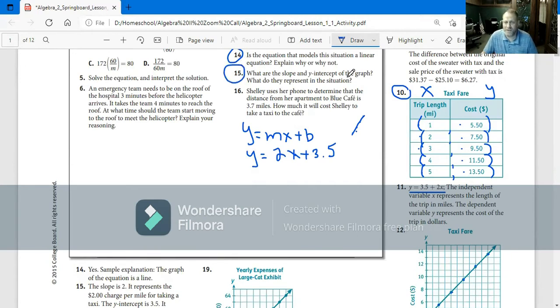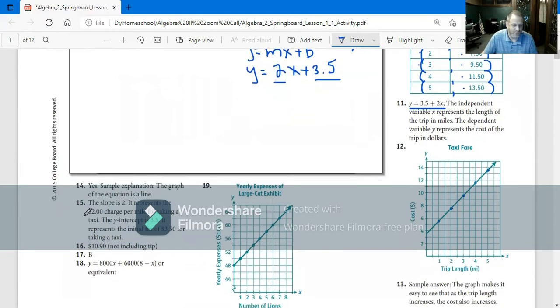Let's look at number 15. Pause the video, guys, if you get behind. What are the slope and the y-intercept of the graph? Of course, we know the 2 should be the slope and the 3.5 should be the y-intercept. The slope is 2. It represents the $2 charge per mile for taking the taxi. And the y-intercept is 3.5. It represents the initial fee of $3.50 for taking the taxi.